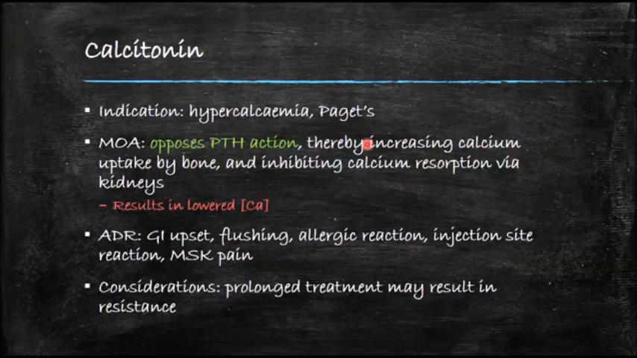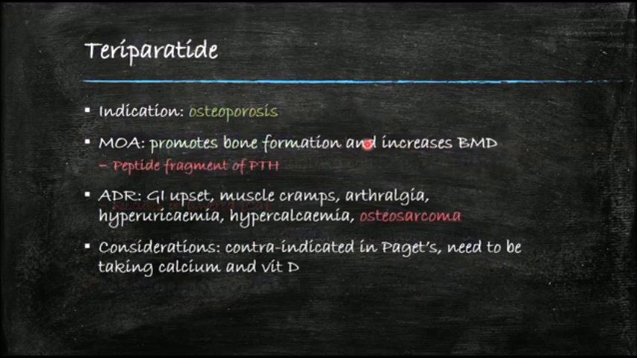Calcitonin, so we already talked about how this directly opposes PTH action, thereby increasing your calcium uptake by bone. Once again, you probably won't really see it in your exams, so you can go through this in your own time. Teriparatide, probably don't really need to know it. But one of the biggest things is that you can't use this for very long because the risk of osteosarcoma, so cancer of the bone, increases dramatically after about 18 months.